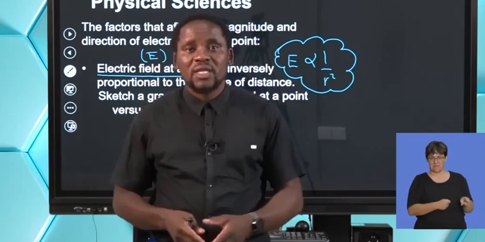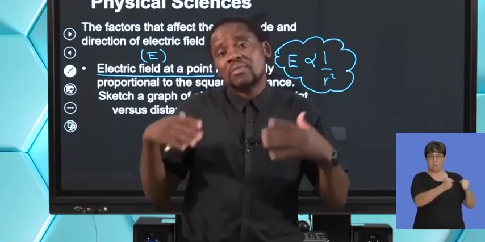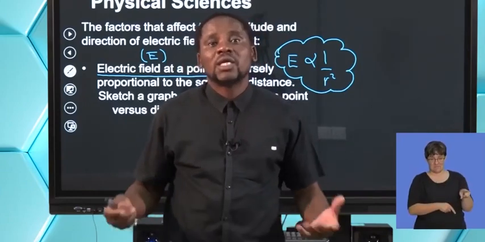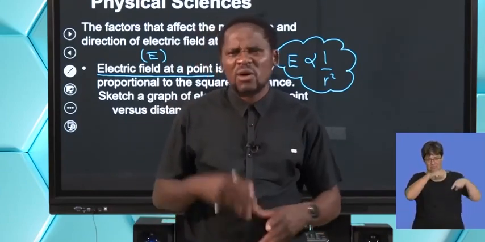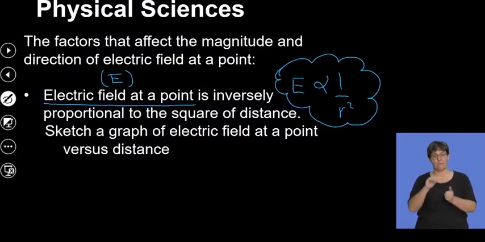What did we keep the same? Okay, we did not change the magnitude of the charge Q. So the magnitude of charge Q was actually our controlled variable in this case. Hopefully it makes a bit of sense, okay? Now, if this is the mathematical relationship, we want to sketch a graph that shows this relationship.